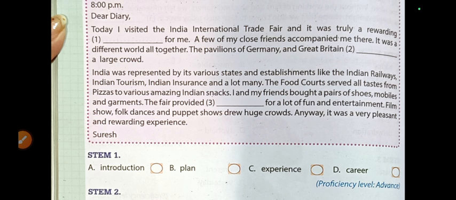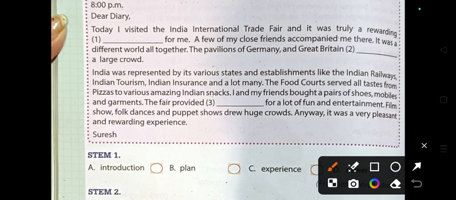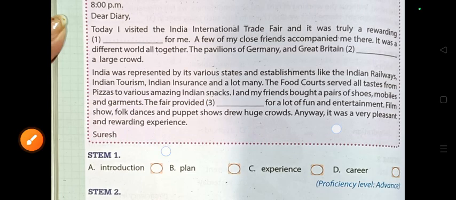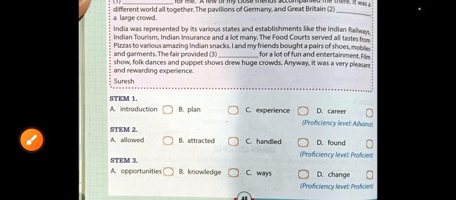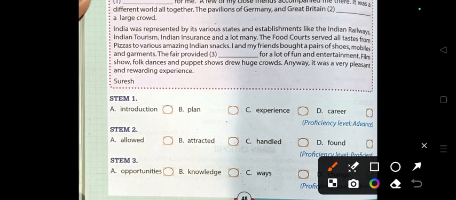India was represented by various states and establishments like the Indian Railways, Indian Tourism, Indian Insurance, and a lot many. The food court served all tastes from pizzas to various amazing Indian snacks, and my friends and I bought a pair of shoes, mobiles, and garments. The fair provided, so what did the fair provide? Opportunities. The fair provided opportunities for a lot of fun and entertainment. Film shows, folk dances, and puppet shows drew huge crowds. Anyway, it was a very pleasant and rewarding experience.